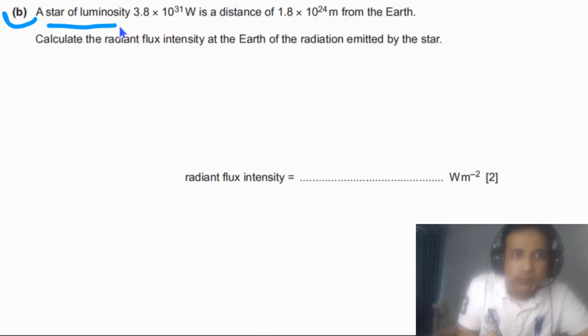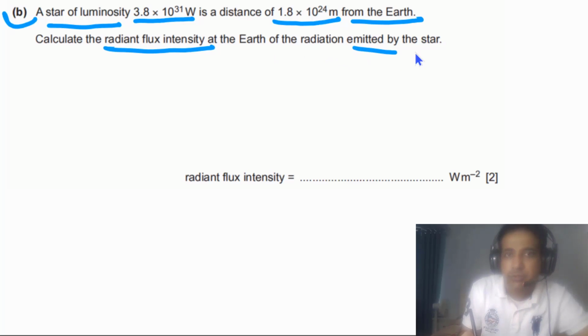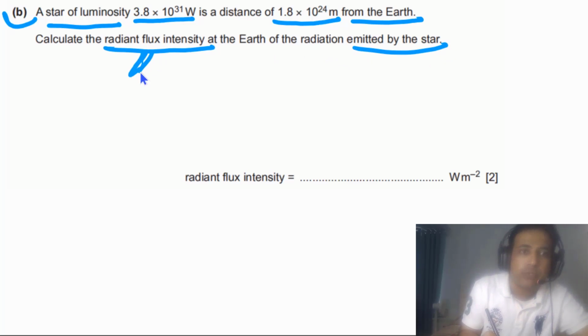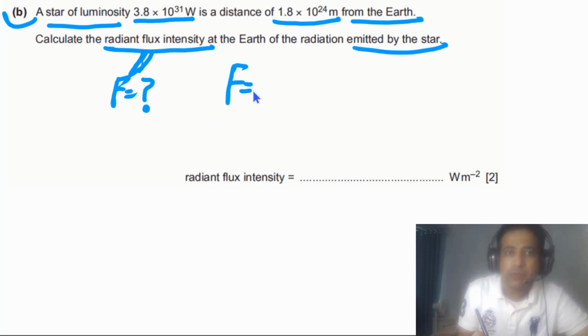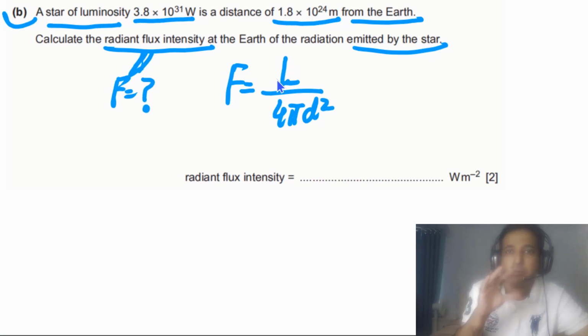Part B says a star of luminosity 3.8 times 10 to 31 watts is at a distance of 1.8 times 10 to 24 meters from the Earth. Calculate the radiant flux intensity at the Earth of the radiation emitted by the star. We need to calculate radiant flux intensity, meaning we need to calculate F. In this case, luminosity, meaning the total power emitted by the star, is given to us. So for this question, F is equal to L divided by 4 pi d squared. L is the luminosity, the power emitted by the star.